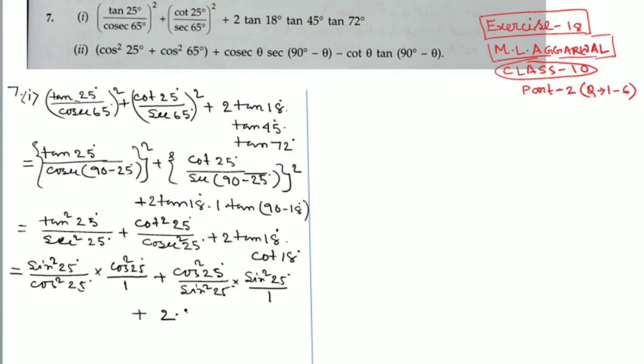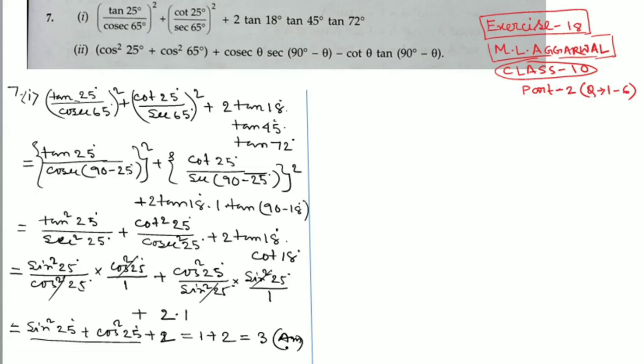We can write it as 1, so therefore we can cross out cos cos, here sin sin, so here we get sin square 25 degree plus cos square 25 degree plus 2. We know that the value of sin square theta plus cos square theta is equal to 1, so it can be written as 1 plus 2, so it will be 3, and this is the answer.